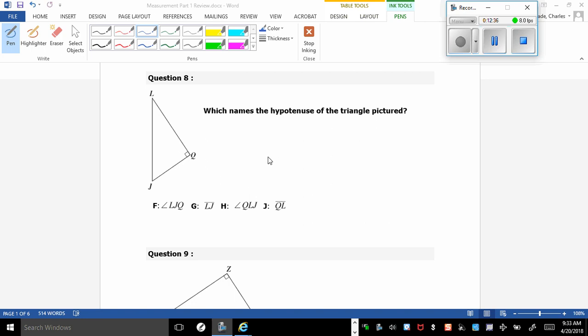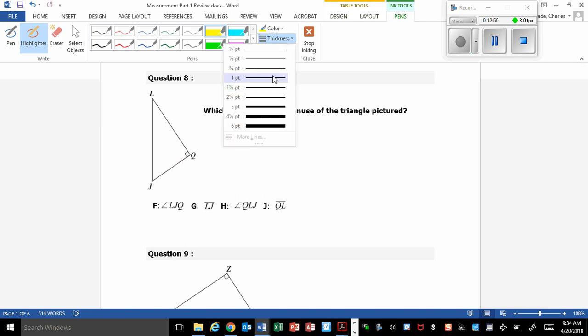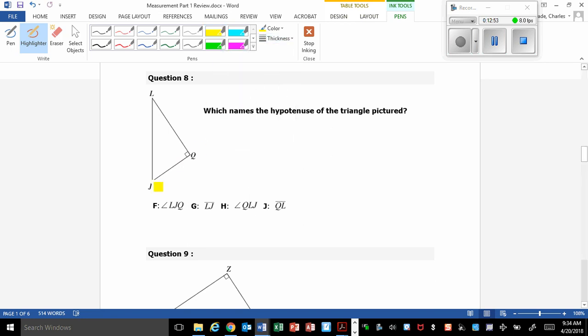You will have some questions on the test where you're just identifying the different parts of a right triangle. And remember, we talked about this: leg there, leg there. So they want to know the hypotenuse. This is how we name the hypotenuse. We name it from one starting point to the next.